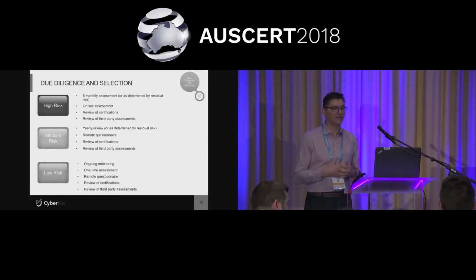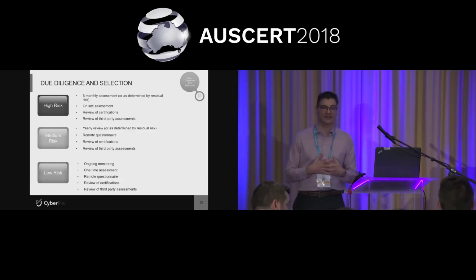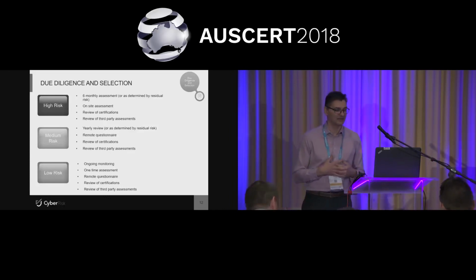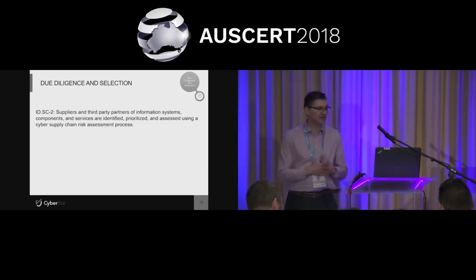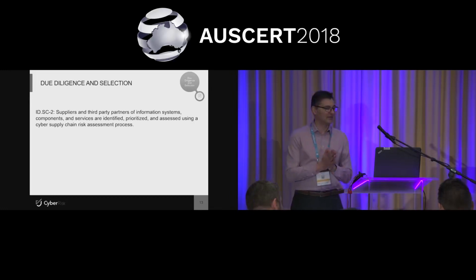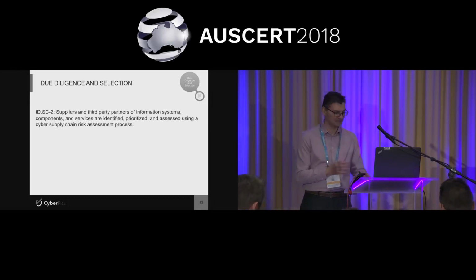Low-risk vendors, ongoing monitoring is important. A one-time assessment in the form of a remote questionnaire, and of course a review of any certifications or third-party assessments they might have. This particular step basically lines up with the objective from NIST. Suppliers and third-party partners of information systems, components and services are identified, prioritised and assessed using a cyber supply chain risk assessment process.